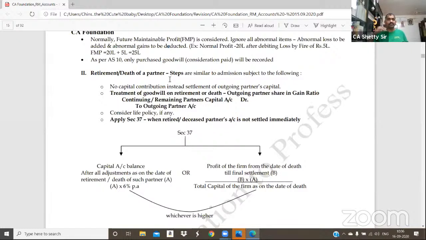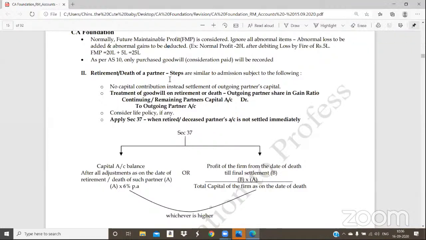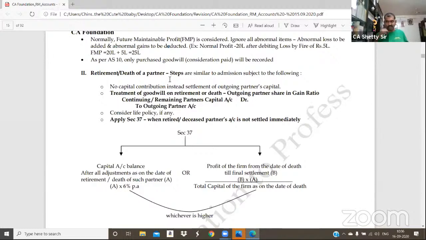Subject to special points. Which are the special points? No capital contribution, instead settlement of the outgoing partner's capital. No capital contribution, because in admission the new partner has to bring the cash. When there is a retirement or death, both are the same. Retirement means going out this way, death means going out that way. In both cases the partner is going out of the firm. That's the outgoing partner. You have to settle him.